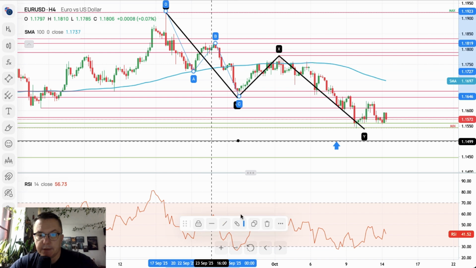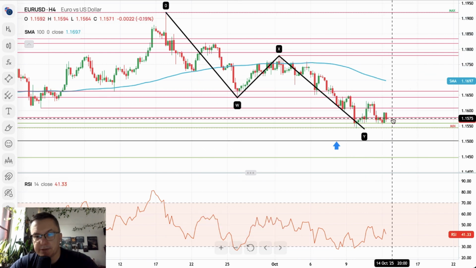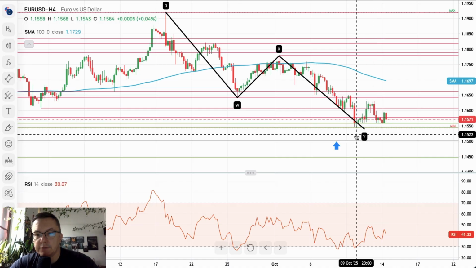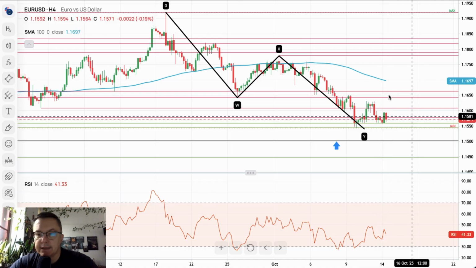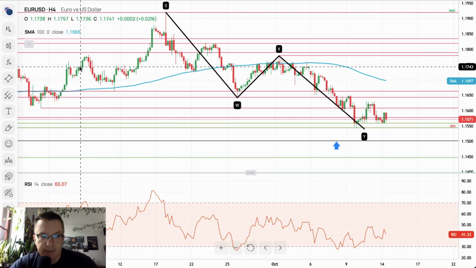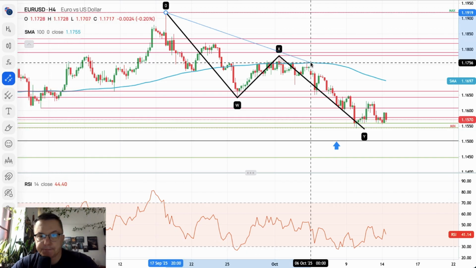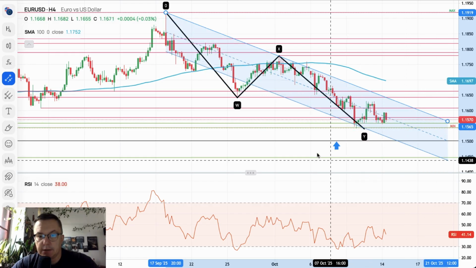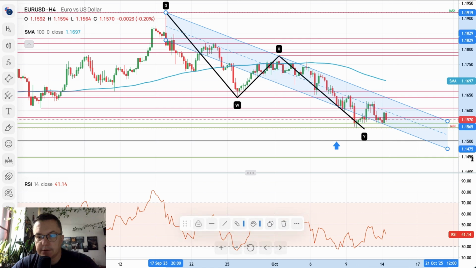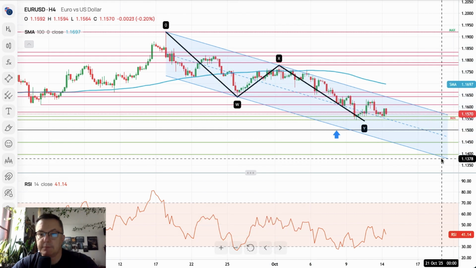Let me just remove these internal waves, and it's highly possible that we might be moving into the wave WXY, double X, and then wave Z to the downside. But that's just the correction situation. The other thing here is we can do the situation with the channel. Let me just extend this channel a little bit lower. There you go. So that's the channel, the blue channel.